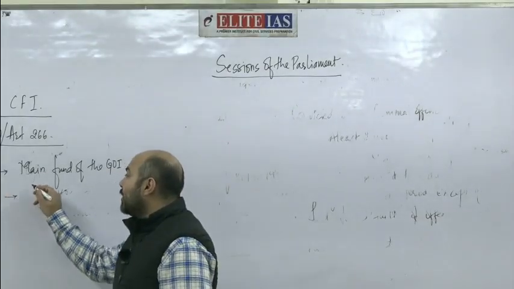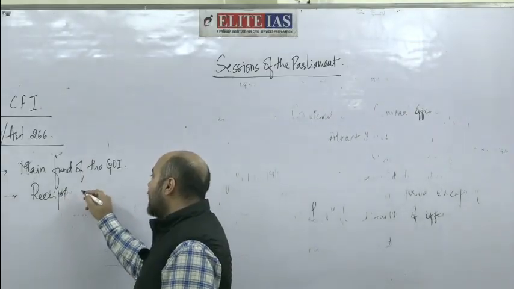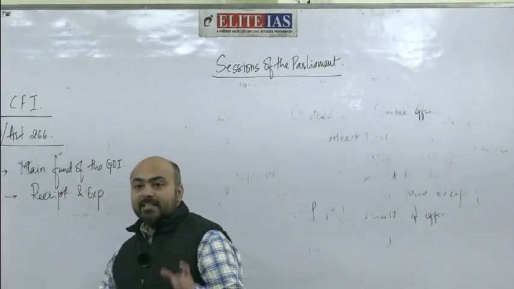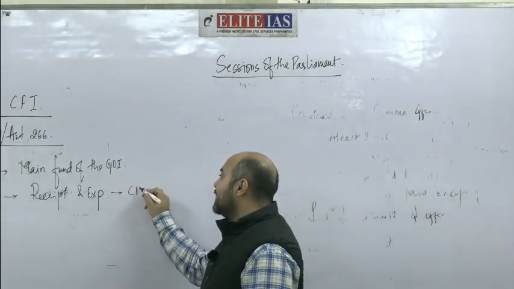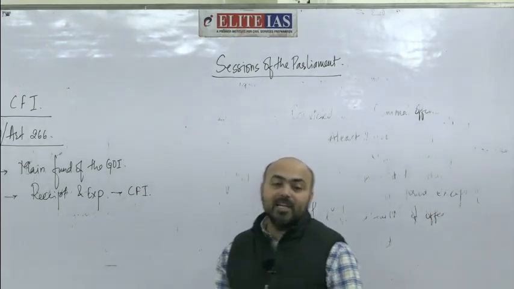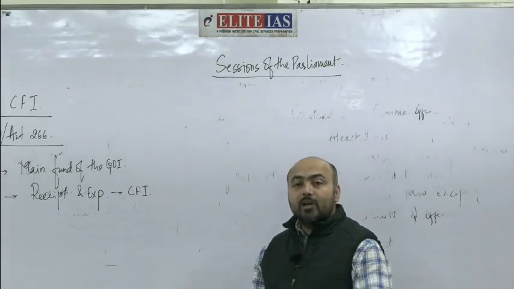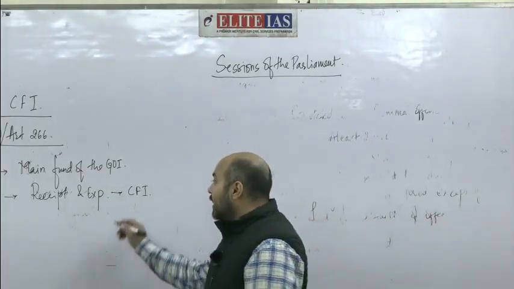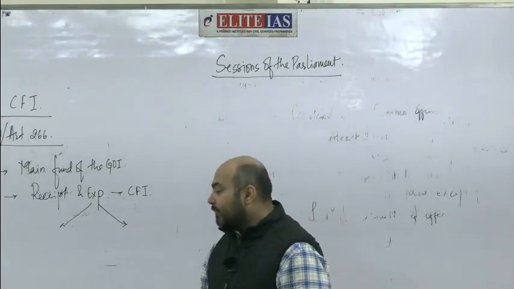So when we talk about the receipts and expenditures of the government, it takes place from the Consolidated Fund of India. Now the expenditures that are done from the consolidated fund, these expenditures can be classified into 2.